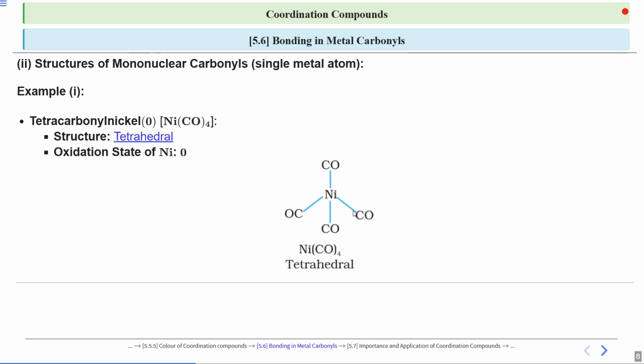So this is the structure. You can see the tetrahedral structure for this complex, nickel attaching with 4 carbonyl ligand groups. So this is Ni(CO)4, which is formed in a tetrahedral manner. So this is the tetrahedral geometry or tetrahedral structure of this complex. The central metal atom is nickel, the ligands are carbonyl, and the oxidation state of nickel is 0, because there is no charge on the carbonyl ligand itself.